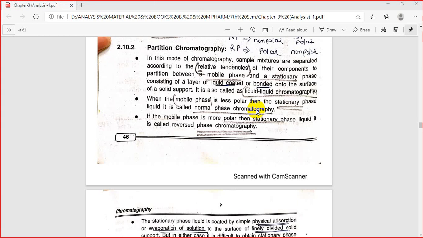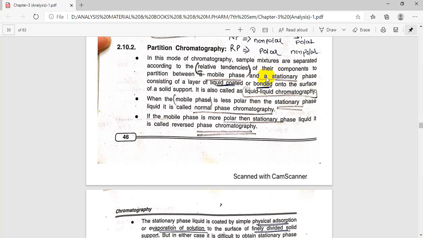Here again, if our mobile phase is less polar than the stationary phase, which is the liquid coated on the solid surface, it is called normal phase chromatography. And if it is more polar than your stationary phase, then it is called reverse phase, that means you are exactly converting it to the opposite.